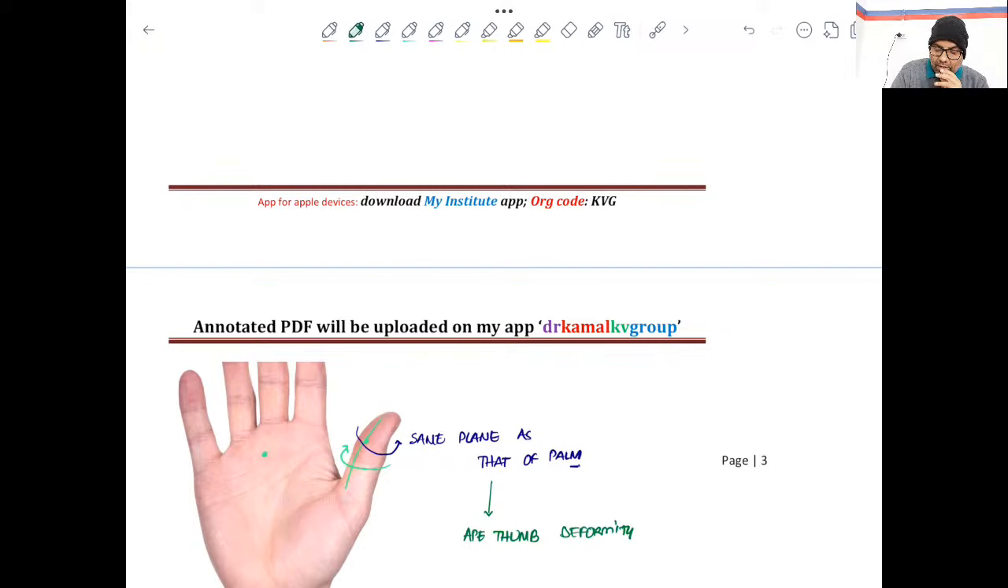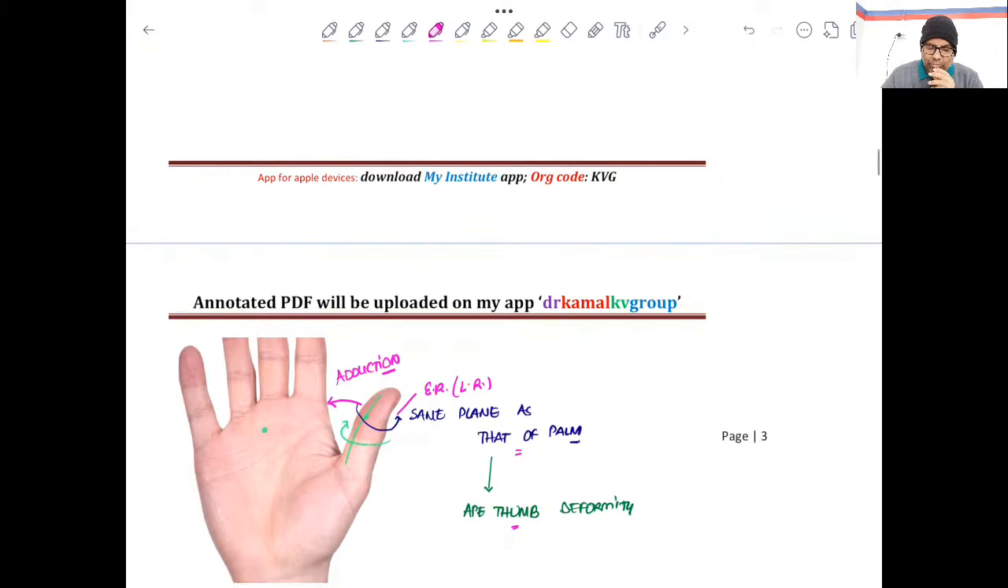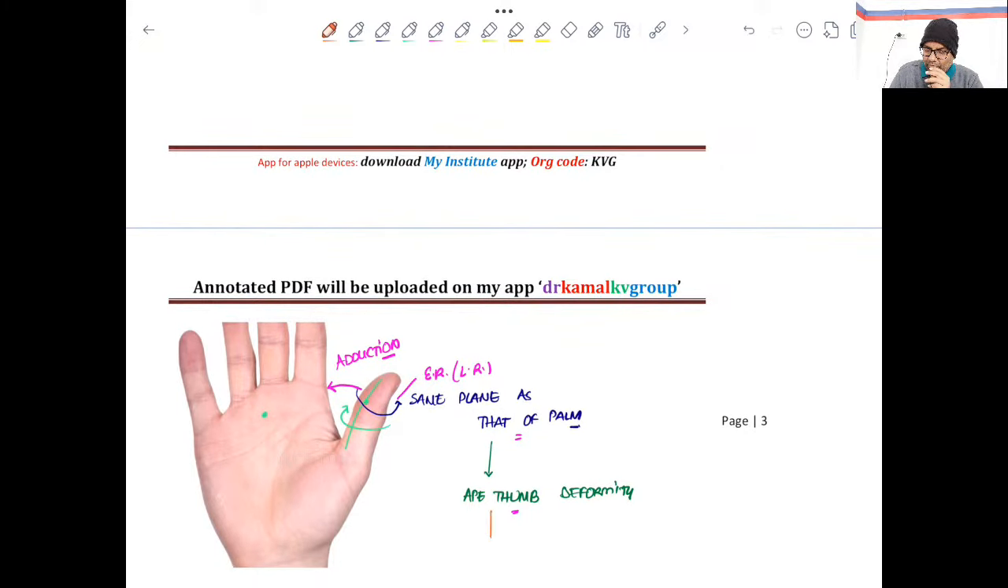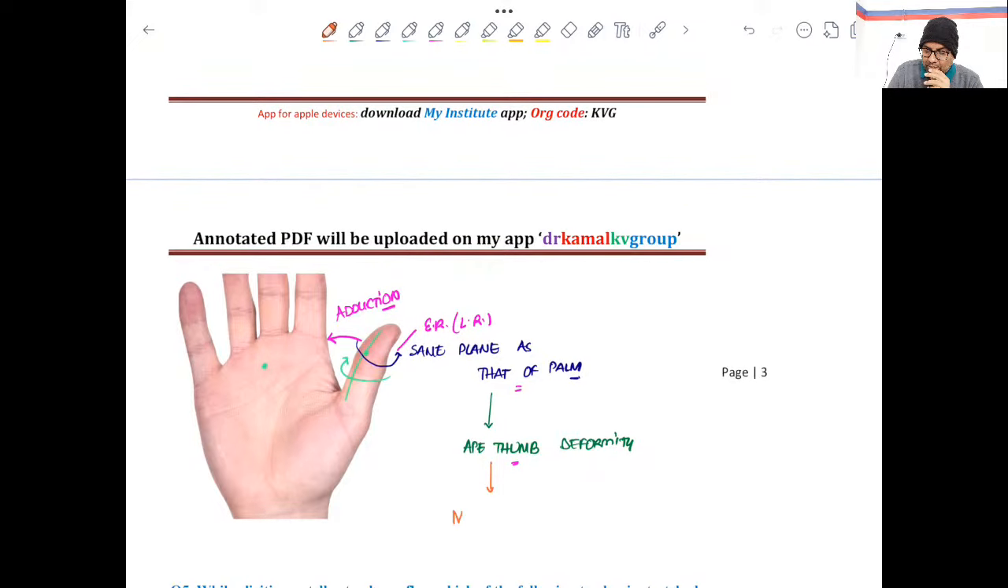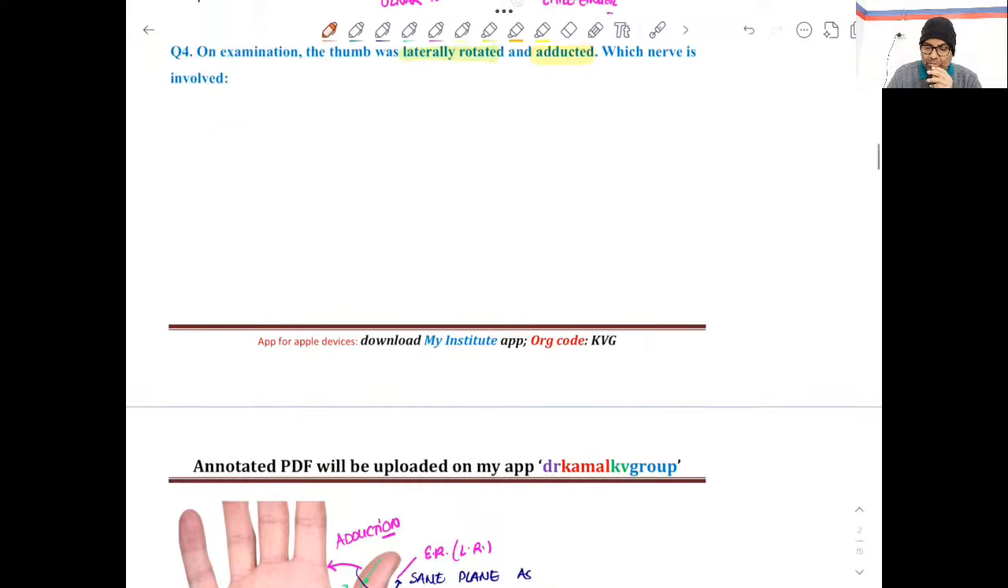Clear? And secondly, the thumb will lie close to the index finger, and that is known as adduction. So adduction and external rotation, or what you call lateral rotation. So this is the ape thumb deformity, and I think most of you must agree that ape thumb deformity is seen in injury to which nerve? This is seen in injury to median nerve. Clear? So this is how you will reach up to your answer in this particular question.